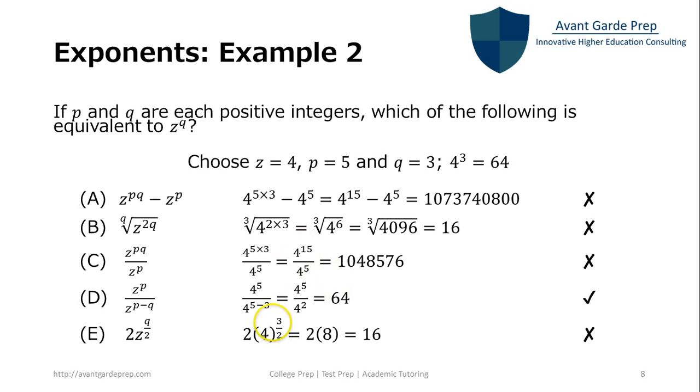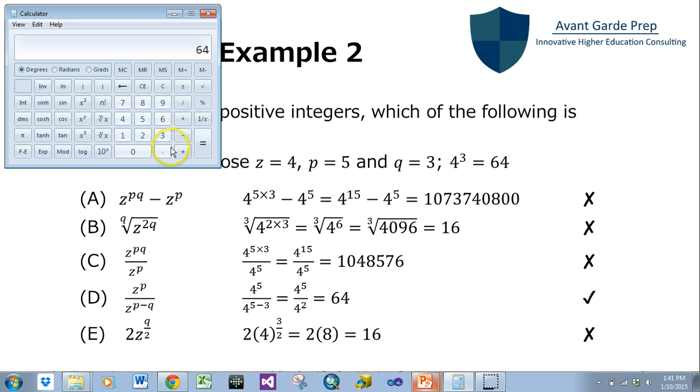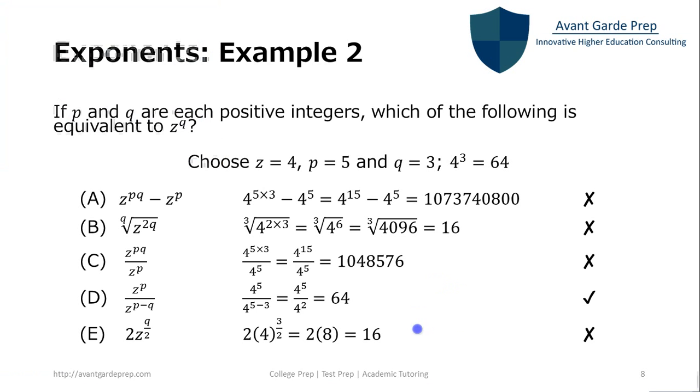Now let's look at answer choice E. Answer choice E is 2 times z raised to the q divided by 2. So when we plug that in, we get 2 times 4 raised to the 3 over 2. So we'll go ahead and work that out. So we have 4 raised to the 3 divided by 2, and that's going to equal 8. Now we multiply that times 2, and we have 16, which is not the correct answer. So the only one that came up with the same answer was answer choice D. So we can mark answer choice D and move on to the next problem.